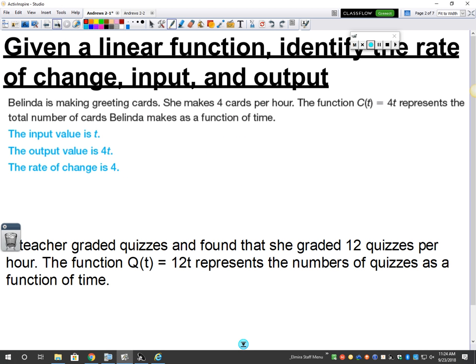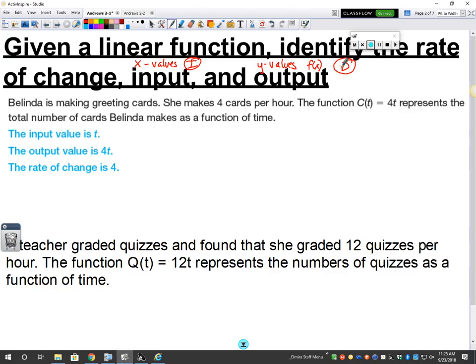Okay, so given a linear function, we're going to identify the rate of change, the input, and the output. Okay, when we're talking about input, we mean things like x values and your independent variable. Okay, output would be your y values, which we also know now to call f of x. And those are your dependent values. Those are your outputs.